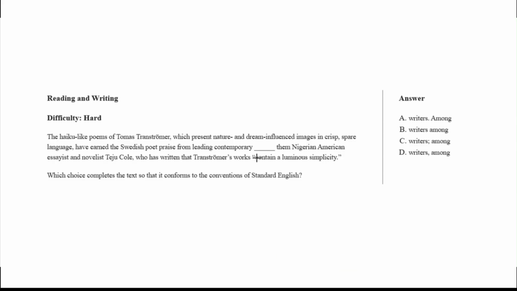Okay, now let's look at this. First I'm just going to write this out so it's easier to explain. The haiku-like poems of Tomas Tranströmer, and then this is from leading contemporary writers. This part is going to be an independent clause, right? Because it's a complete thought, it's a complete sentence. You already know this.